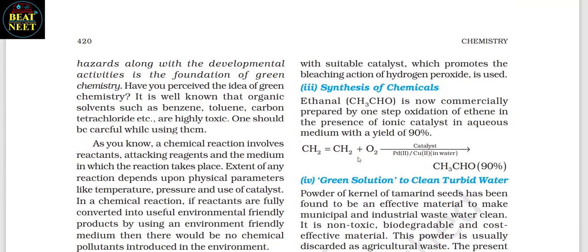Hazard reduction along with the development activities is the foundation of green chemistry. Have you perceived the idea of green chemistry? It is well known that organic solvents such as benzene, toluene, carbon tetrachloride, etc. are highly toxic. One should be careful while using them.